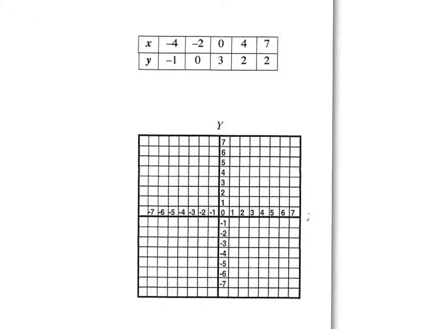Let's try this one. Let's determine the rate of change on the table. When I move from -4 to -2, I add 2. When I go from -2 to 0, I add 2. When I go from 0 to 4, I have added 4. And from 4 to 7, I'm adding 3. Looking at the y values, when I go from -1 to 0, I added 1. And from 0 to 3, I add 3. And from 3 to 2, I actually subtract 1. And from 2 to 2, I don't add anything.